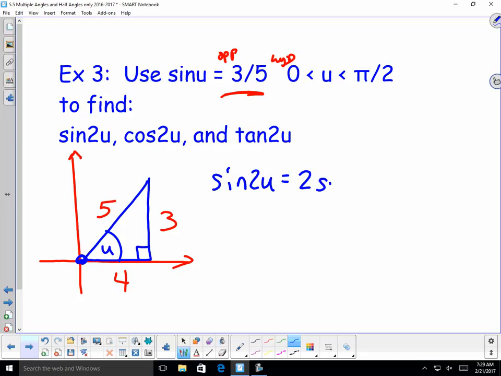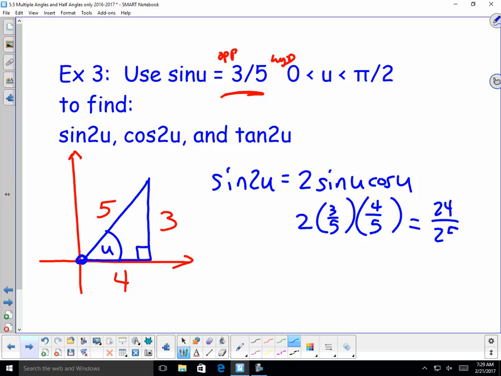So the formula is 2 sine u cosine u. So that's going to be 2 times 3/5 times cosine u, and the cosine u is going to be the adjacent over hypotenuse. So that's going to be 4 over 5. So I end up getting, when I multiply this out, I get 24 over 25 as my sine of 2u.